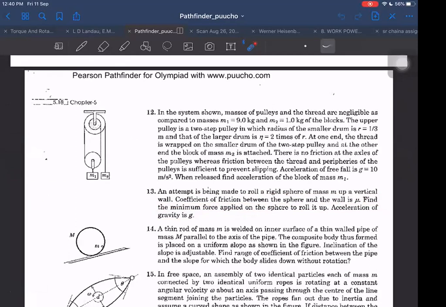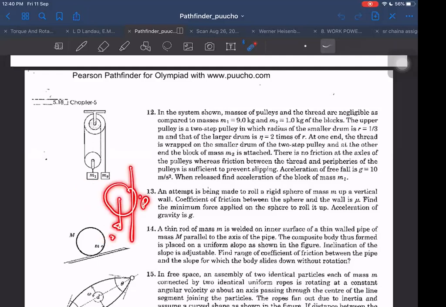Although we can do it for this week, this is also for this week only. If I have a sphere which I want to roll up the wall, then I have to apply some force. That will include the normal as well as the friction, whatever I'm applying. That force I have to apply in such a way, and that should be minimum, so that it tends to roll up.